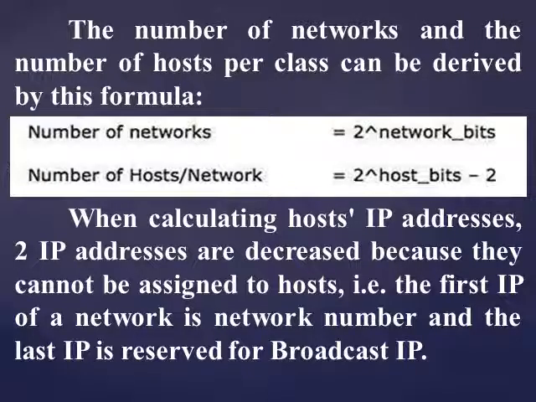Now the number of networks and the number of hosts per class can be derived by using the formula shown in the figure. The number of networks is equal to 2 raised to the network bits, and the number of hosts per network is equal to 2 raised to the host bits minus 2. When calculating the host IP addresses, two addresses are subtracted because they cannot be assigned to hosts. The first IP of the network is the network number and the last IP is reserved for the broadcast IP. So this is the mathematical representation to calculate the addresses.